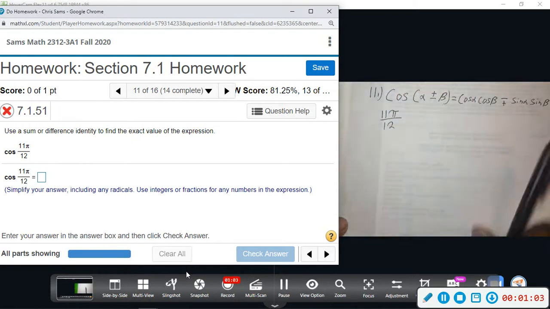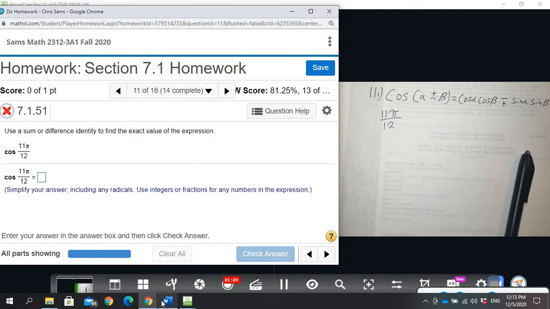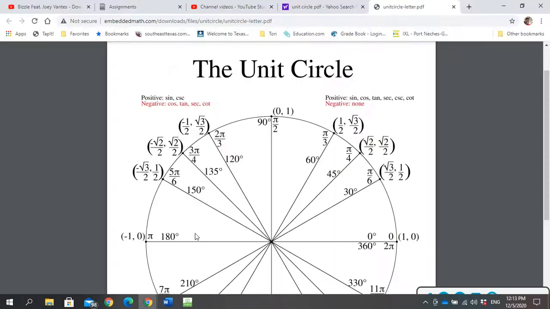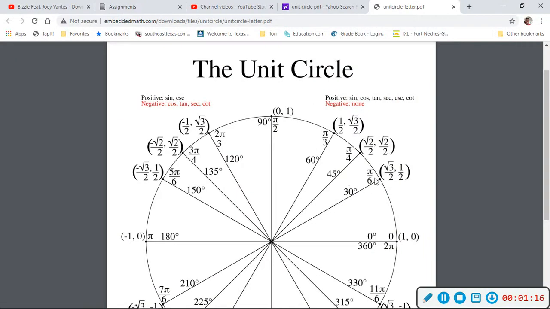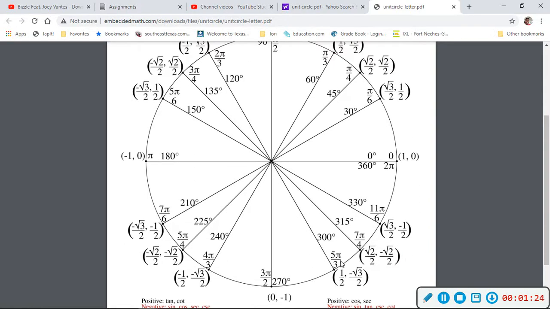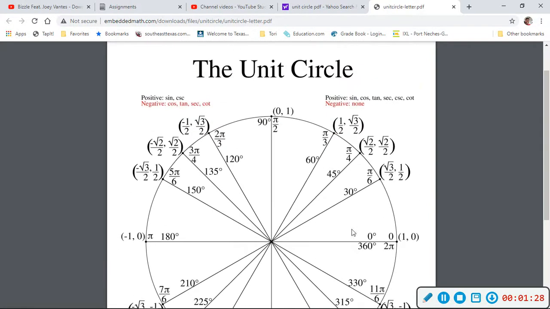Alright, so as you become more familiar with the unit circle, you will realize that this is not a value that is on the unit circle. Let me pull it up. So here's the unit circle. You have these radian measures right here, pi over 6, pi over 4, pi over 3, pi over 2, and it keeps going up and up all the way around. And 11 pi over 12 is not one. We have 11 pi over 6, but no 11 pi over 12.